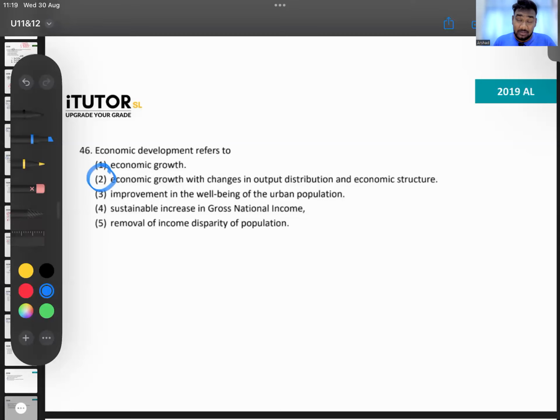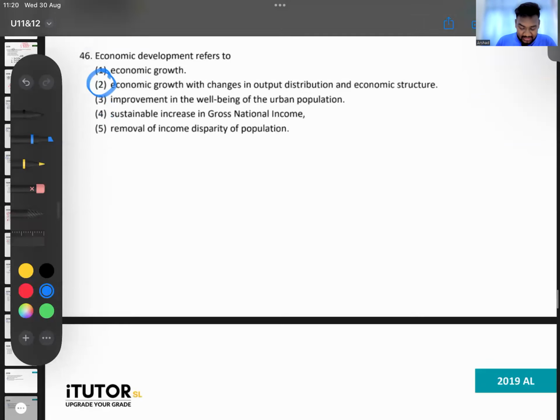Improving the well-being of the urban population, that is unfair, right? Only the urban population, that people in Colombo and so on are getting benefited. That's not what economic development is.